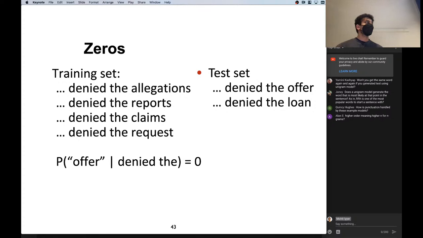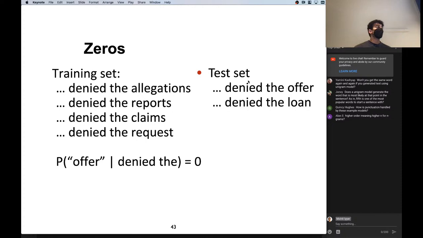But many of these n-grams are actually valid, and Shakespeare just never used them because he only wrote a finite number of plays. So in the training set, you have things like denied the allegations, denied the reports, denied the claims. In the test set, you have denied the offer, denied the loan, but these were never observed in the training set, even though we all know that these are acceptable trigrams, right?